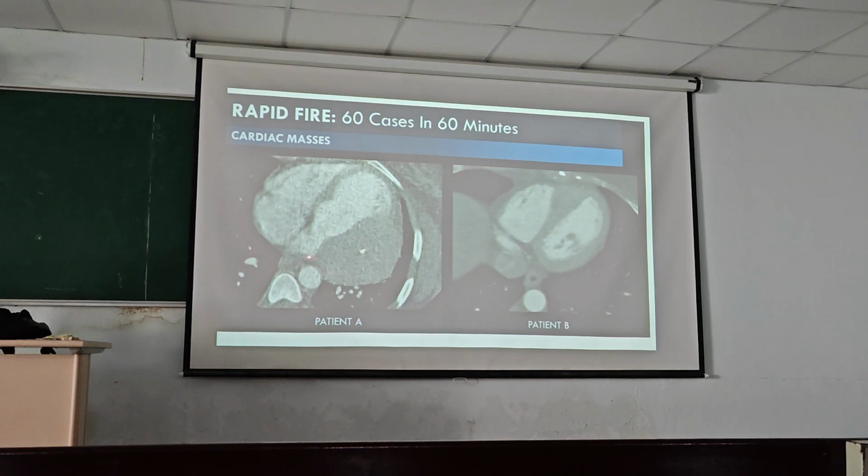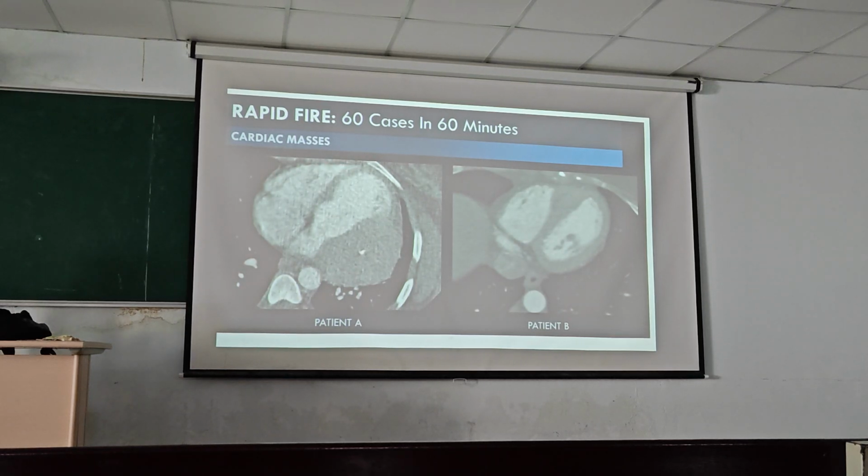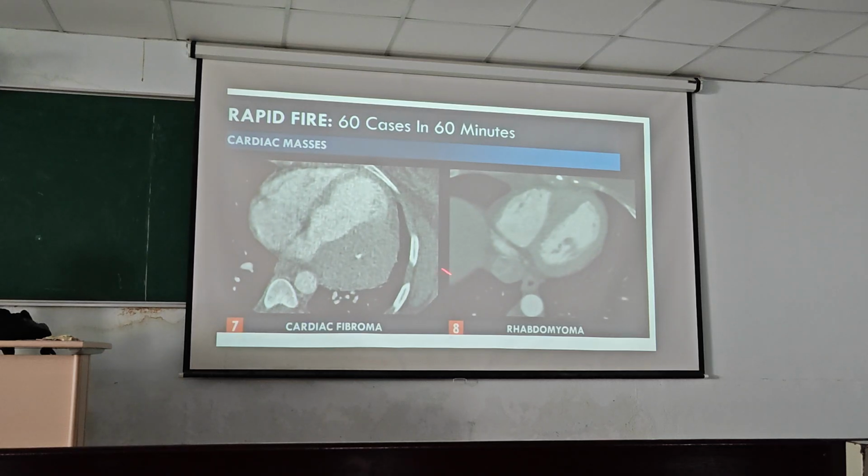So this one, you can see, this is the left atrium, the left ventricle. You can see a mass here. It has something called calcification. And then in this patient, you have tumor extending here. The right ventricular wall should be very thin, like paper thin. But this one has some thickening there. So this is two different tumors. This is a cardiac fibroma, and this is a rhabdomyoma.